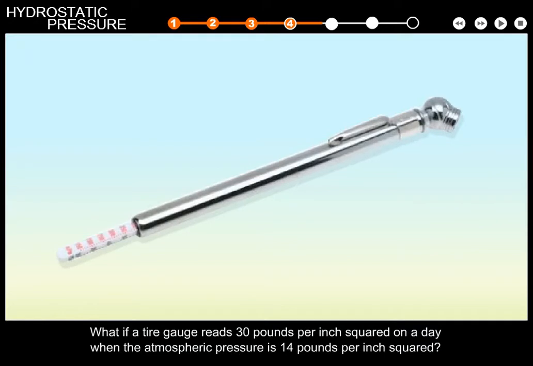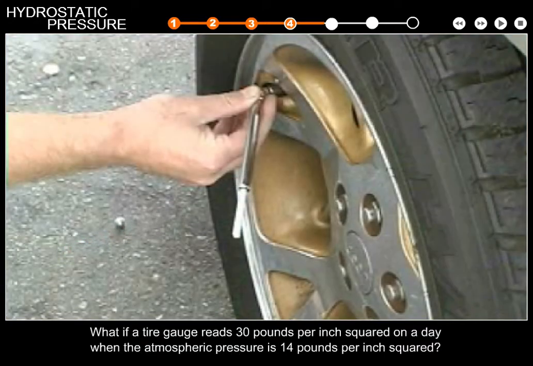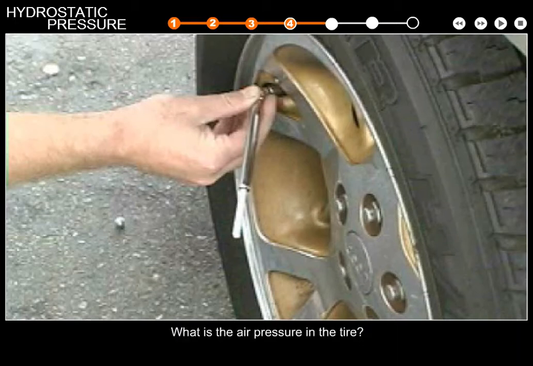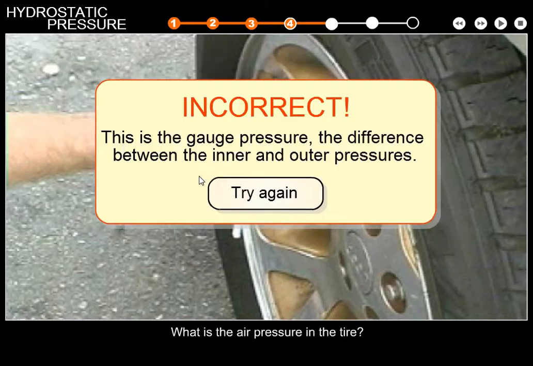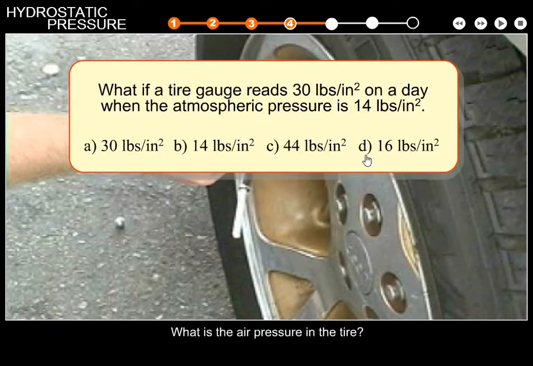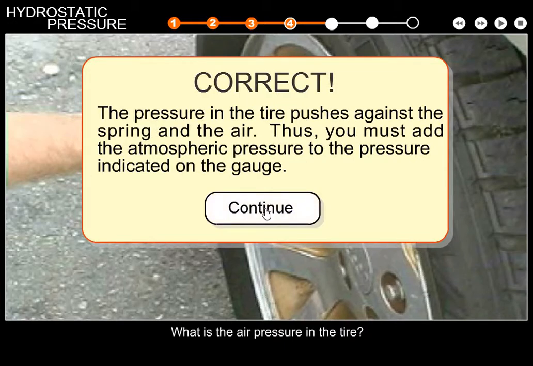What if a tire gauge reads 30 pounds per inch squared on a day when the atmospheric pressure is 14 pounds per inch squared? What is the air pressure in the tire? Try again. Correct.